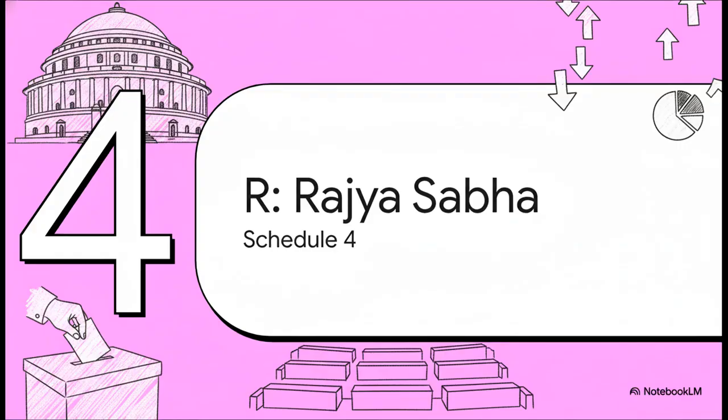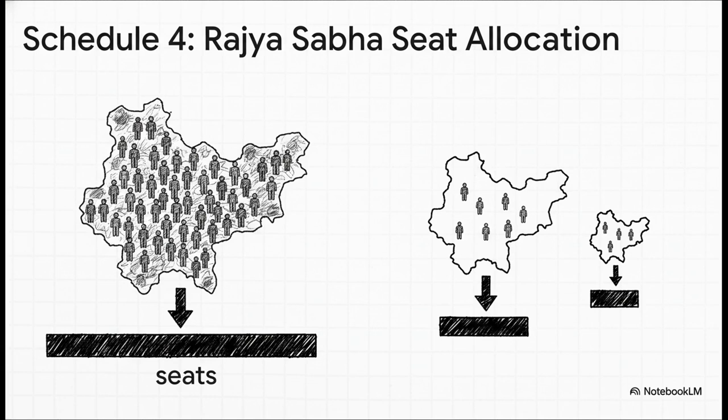The R in tiers brings us to a really important topic, the Rajya Sabha. This schedule is all about how many seats each state and union territory gets in the Rajya Sabha, the upper house of parliament. And this is a really important point. The number of seats a state gets isn't random. It's based on its population. So a bigger state like Uttar Pradesh gets more seats than a smaller one. This concept is tested all the time.